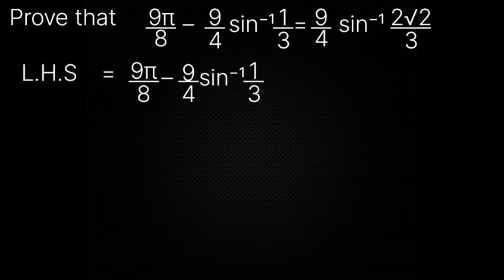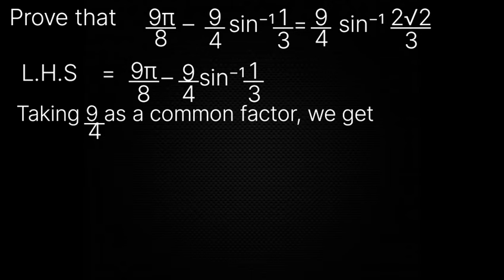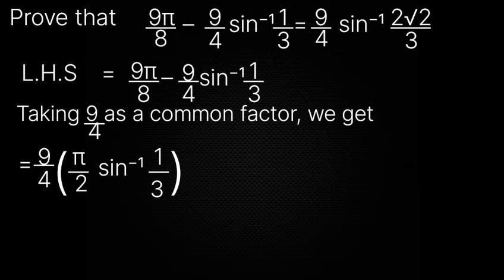1/3. To simplify this, our first step is to take 9/4 common from both terms. When we do that, we get 9/4 multiplied by the quantity π/2 − sin⁻¹(1/3). Now we can use a standard inverse trigonometric identity, which tells us that π/2 − sin⁻¹(x) equals cos⁻¹(x). Applying this here, our expression nicely simplifies to (9/4) cos⁻¹(1/3).